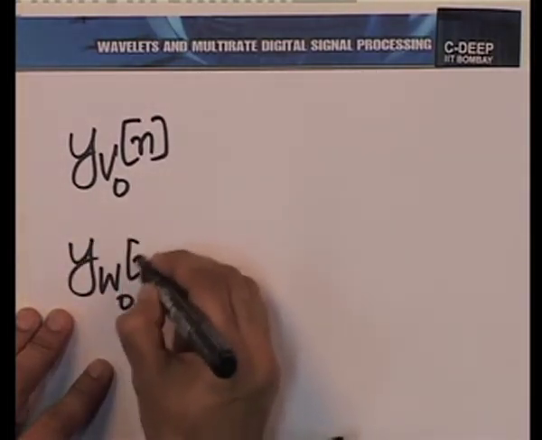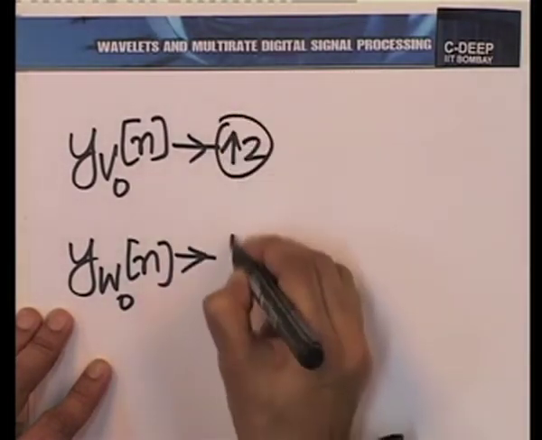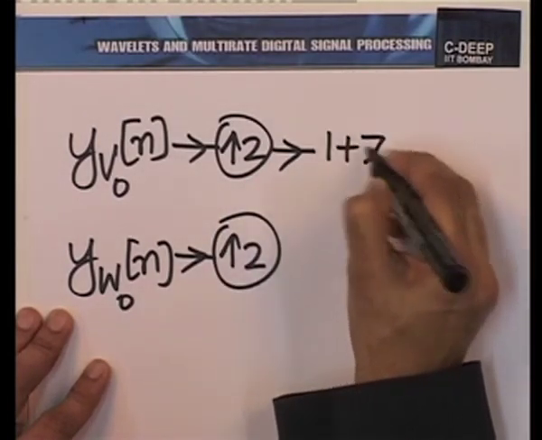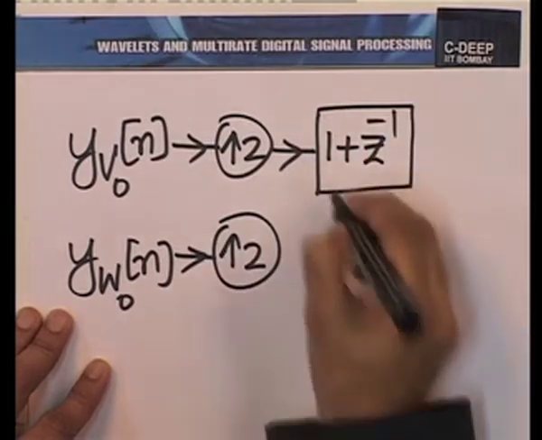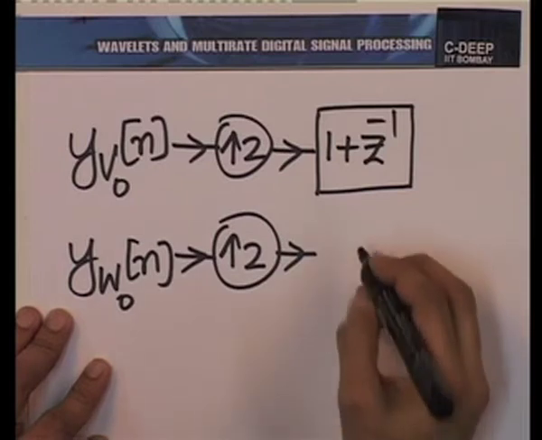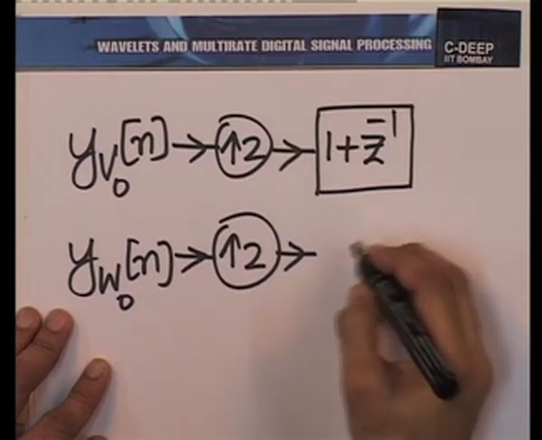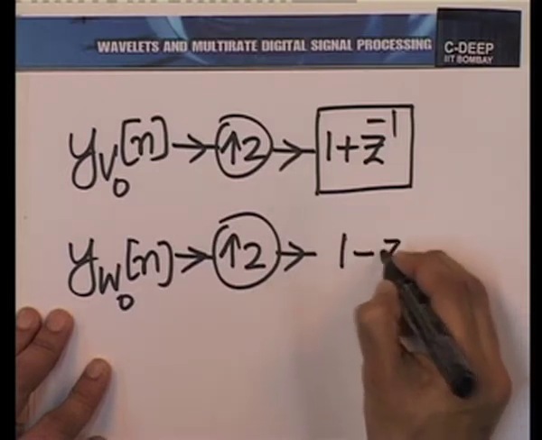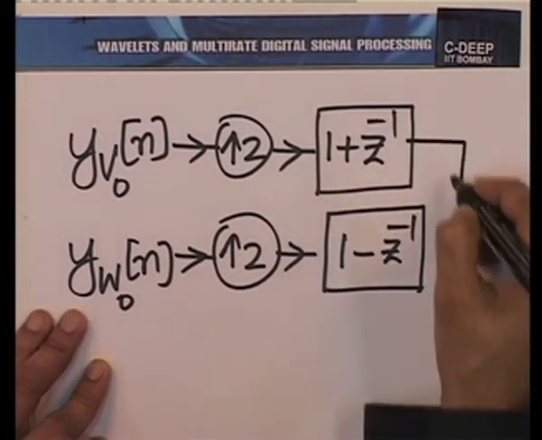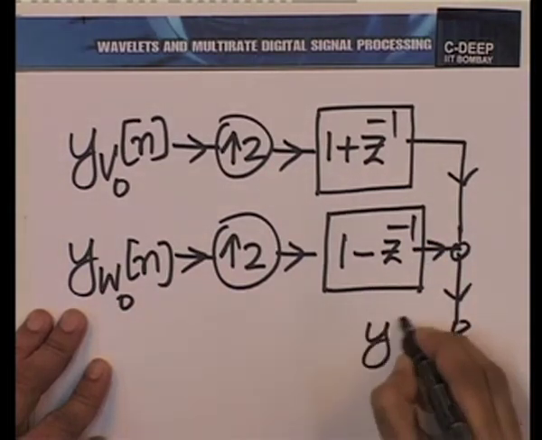The structure that we have is this. We have an upsampler, we have a 1 plus Z inverse operator coming there, and a minus Z inverse plus 1 operator coming here. And these are being added to produce y n.